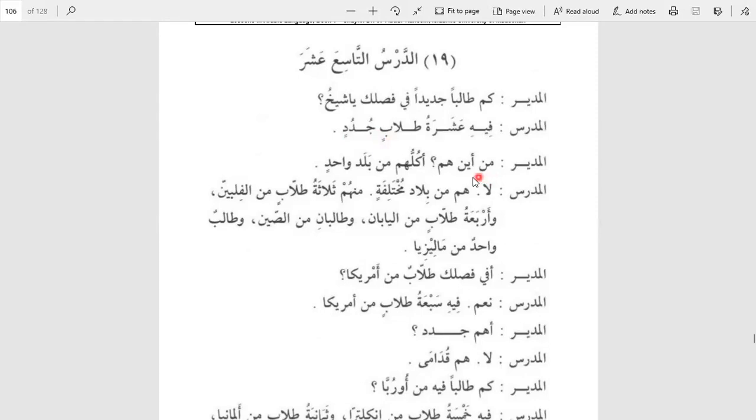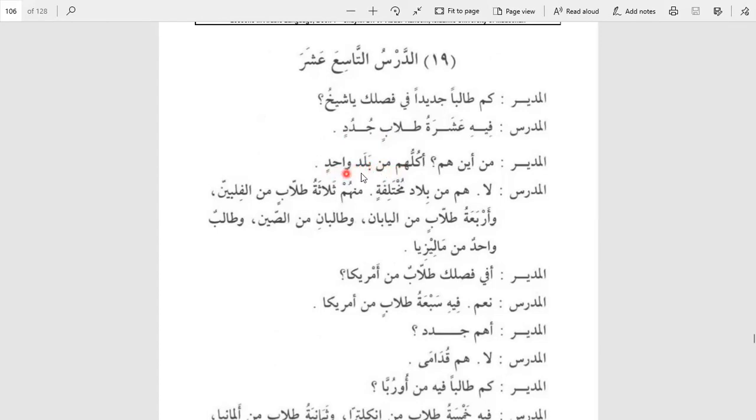Okay. Min ayna hum? Kulluhum min baladin wahidin? Where are they from? Are they all from one country? Baladin wahidin, one country. This is a questioning particle, alif istifham. Are they all from one country?